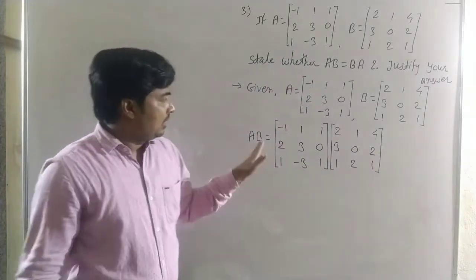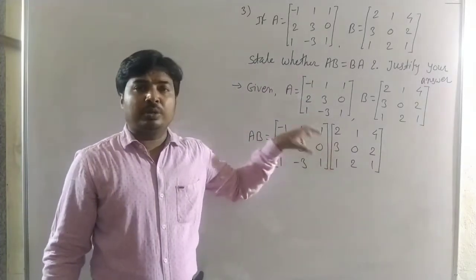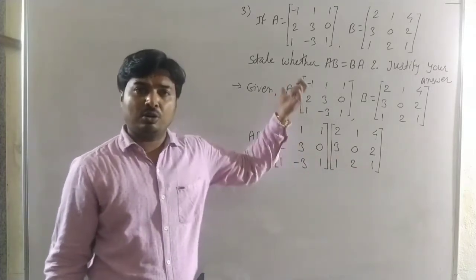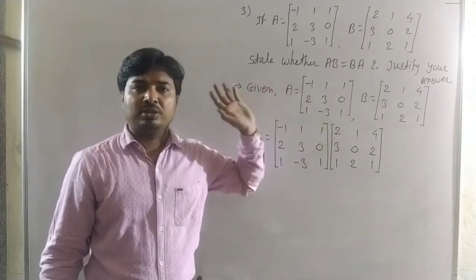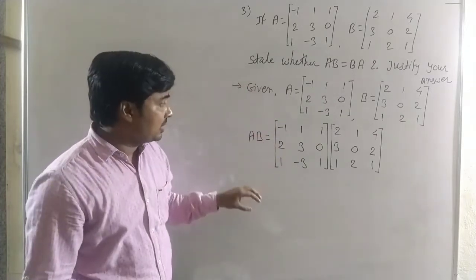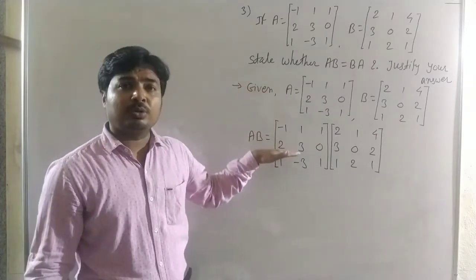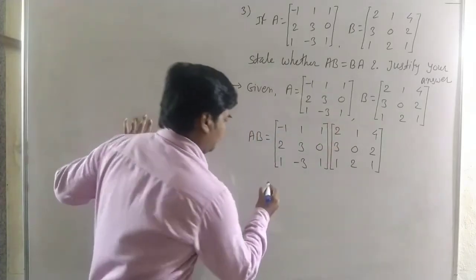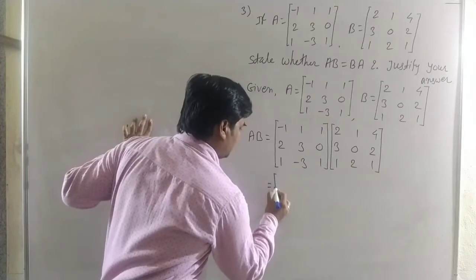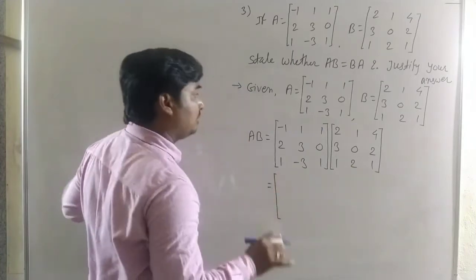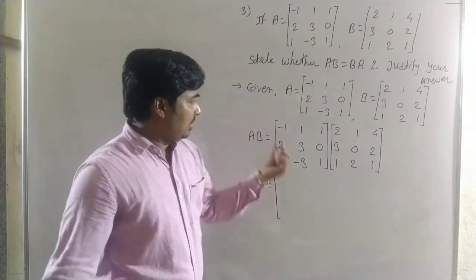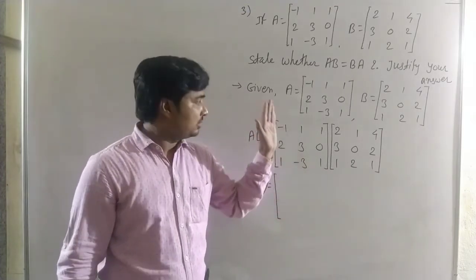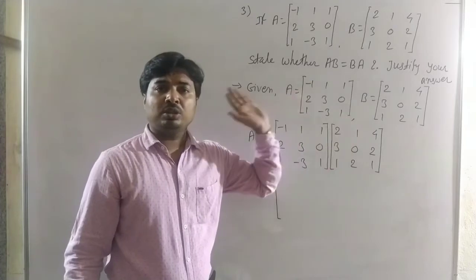Here we take the multiplication of these two matrices. It is order 3 by 3 and 3 by 3. That means the column of the first matrix and the row of the second matrix are the same. For the multiplication, we take the row from the first matrix and the column from the second matrix. Here we can directly write the product: the sum of the products of corresponding elements in the row of the first matrix and the column of the second matrix.